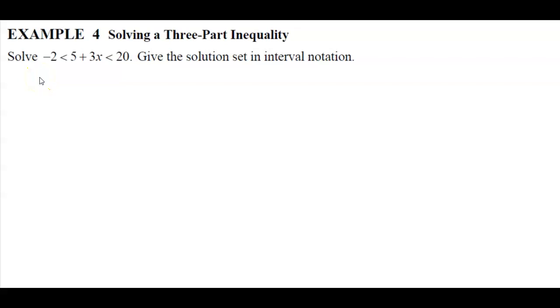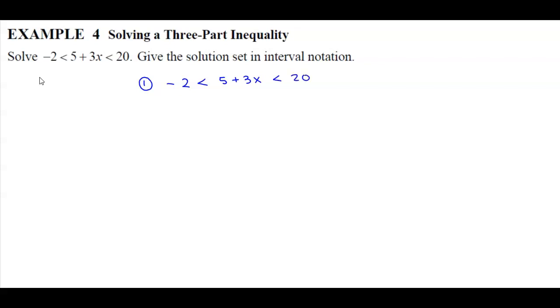Example 4. Solve a three-part inequality. We're going to solve the inequality -2 less than 5 plus 3x, which is less than 20, and then we're going to give the solution set in interval notation. So let's go ahead and write down that statement. We have -2 less than 5 plus 3x, which is less than 20.